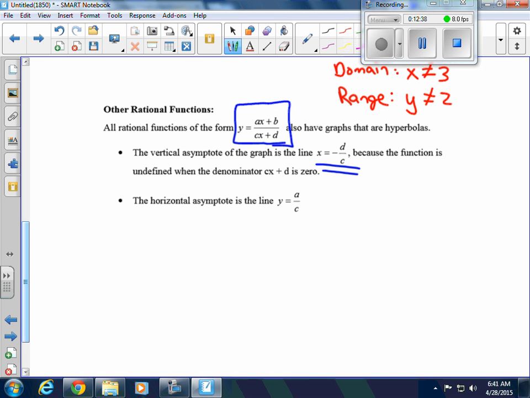So essentially, we're solving for the denominator. Set the denominator equal to 0, find what the restrictions are. That's how you find the domain. That's the vertical asymptote. The horizontal asymptote is a over c. If you have the same degree in the numerator and the denominator, you're just going to divide the leading coefficients: the top leading coefficient divided by the bottom leading coefficient.